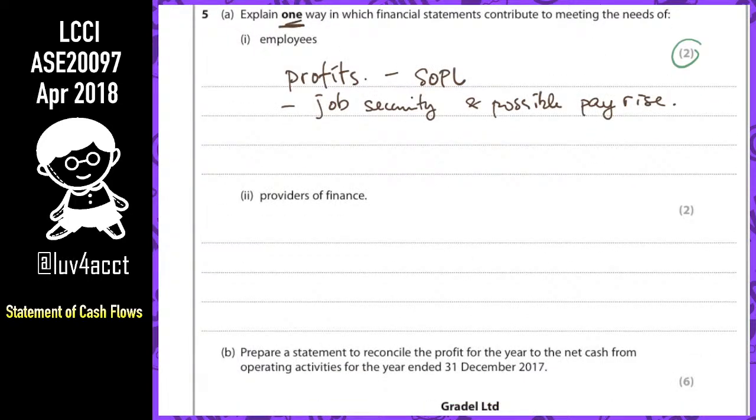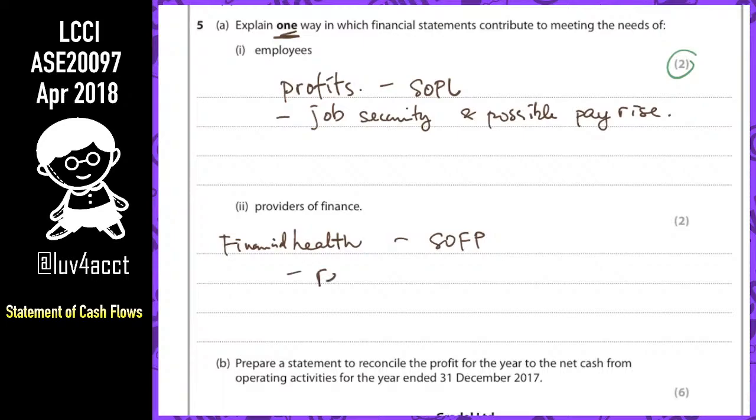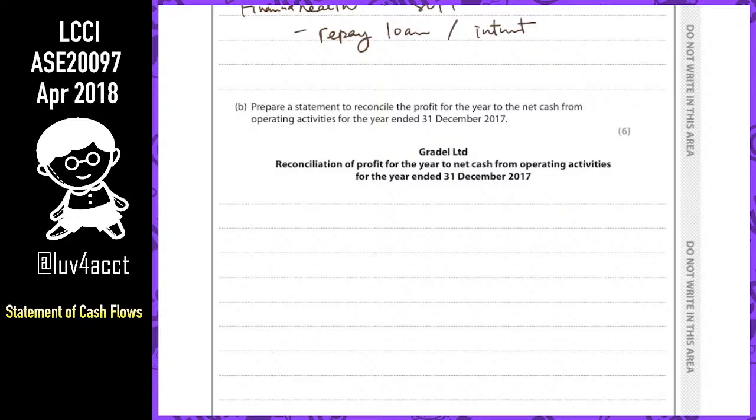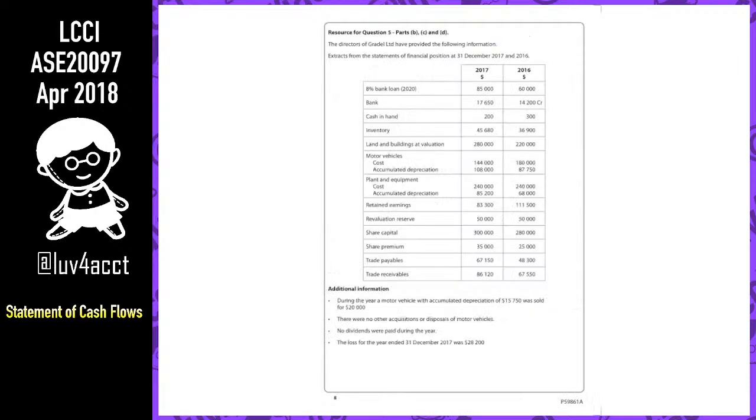Provider of finance, most probably they are looking for the financial health of the company, so they will be looking at the statement of financial position to see if they can repay the loan and interest, provide a return. Next we have to prepare the reconciliation and then the statement of cash flows. So let us begin.